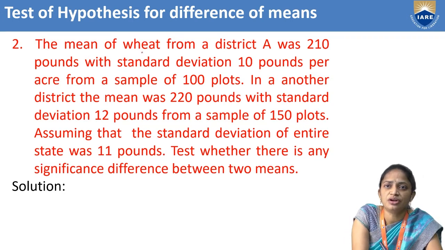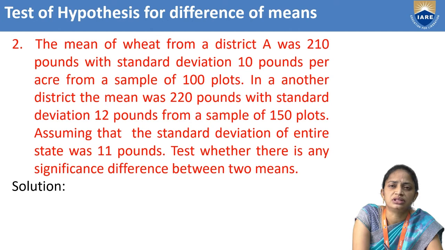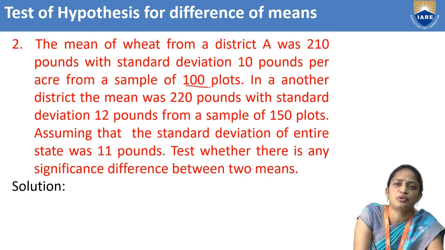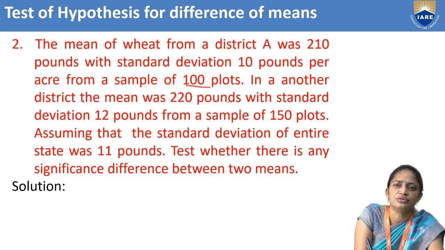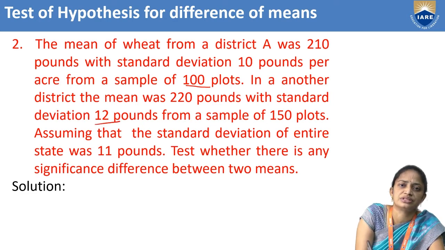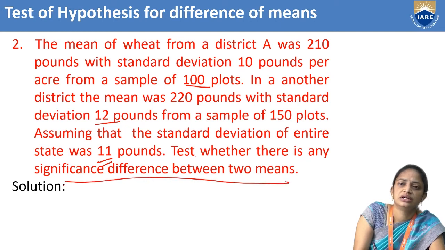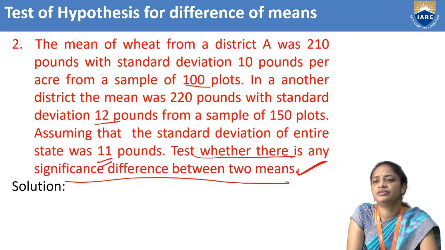The next question: the mean of wheat from district A was 210 pounds with standard deviation 10 pounds per acre, from a sample of 100 plots. In another district the mean was 220 pounds with standard deviation 12 pounds, from a sample of 150 plots. Assuming that the standard deviation of the entire state was 11 pounds, test whether there is any significant difference between the two means.